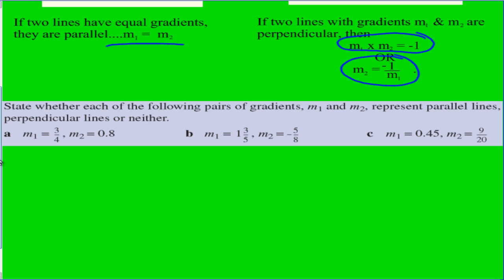Now, first off, we can check automatically to see if they're perpendicular, which they're not, because to be perpendicular, when you multiply them together, you need to get a negative number, and we have two positives. So when you multiply two positive numbers together, you're not going to get a negative. So we're going to check to see if they're parallel. I'll do a quick conversion of 3/4 into a decimal, and 0.75 is not equal to 0.8, so they are neither perpendicular or parallel. And it's as simple as that.